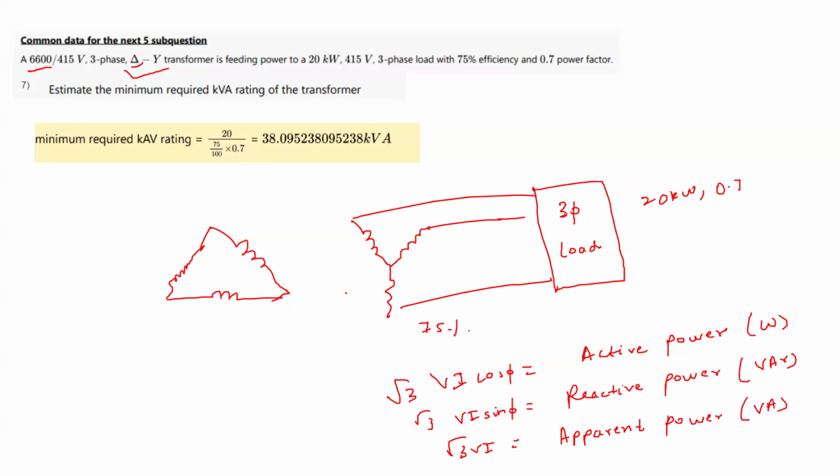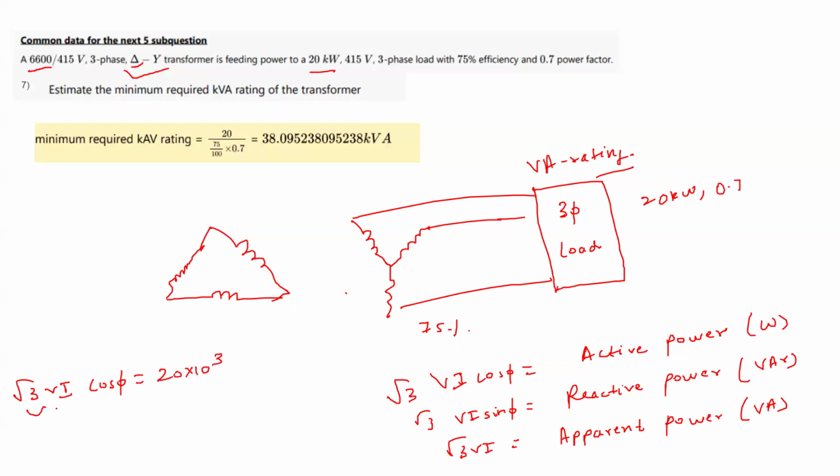Whenever we are talking about the VA rating, we are talking about the VA rating of the transformer. So we first need to find the VA rating of the load. How will we find it? We will just use this active power formula. The active power is root 3 VI into cos phi, and it is given as 20 kilowatt.